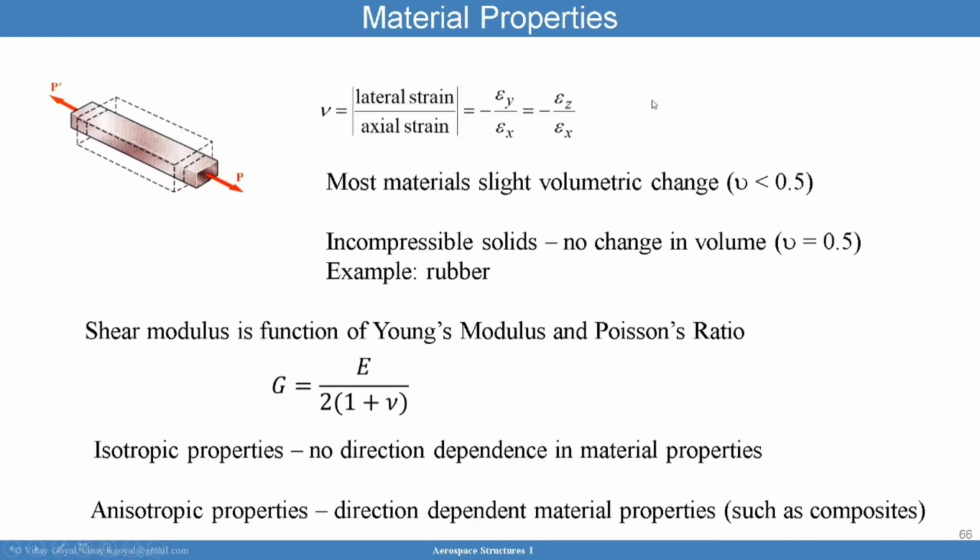So, the material properties: typically, most materials will have a slight volumetric change. So you're going to have a contraction. Incompressible materials will have almost no change in volume, like rubber. And the Poisson ratio will be close to 0.5. Most aluminum metals will be close to 0.3. The shear modulus can be determined as a function of Young's modulus and Poisson ratio using this relationship. So if you know Young's modulus and Poisson ratio, you can calculate G.